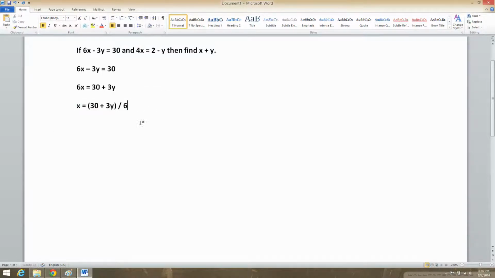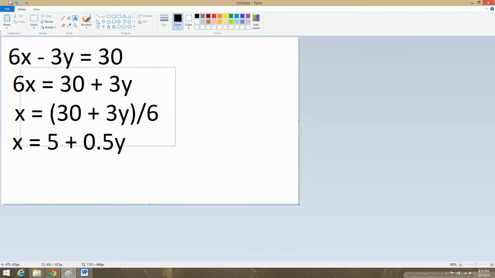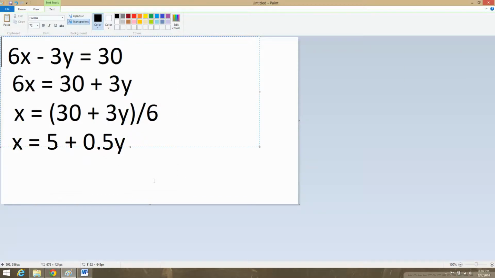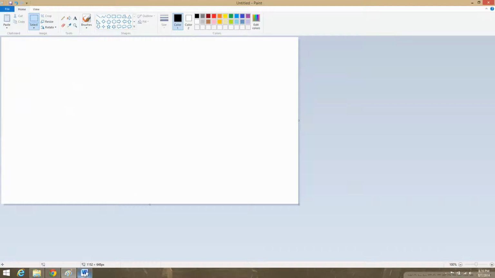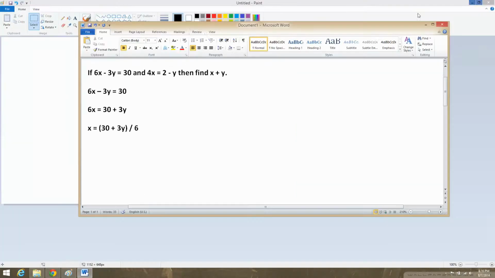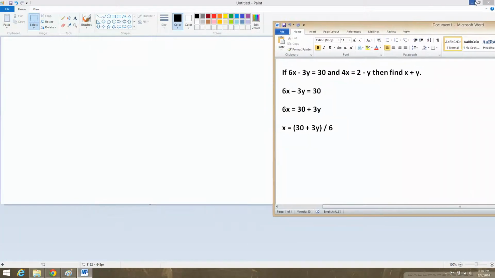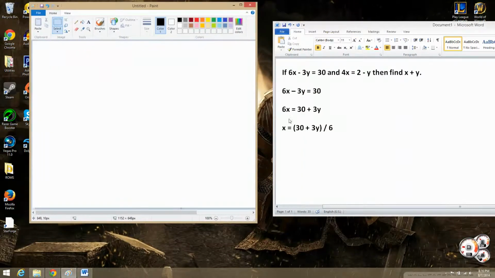If you're confused on how that looks, since I'm doing this on computer, it's a little harder to show. What it would look like on paper, or what you'd probably be more used to, is 30 plus 3y all over 6.